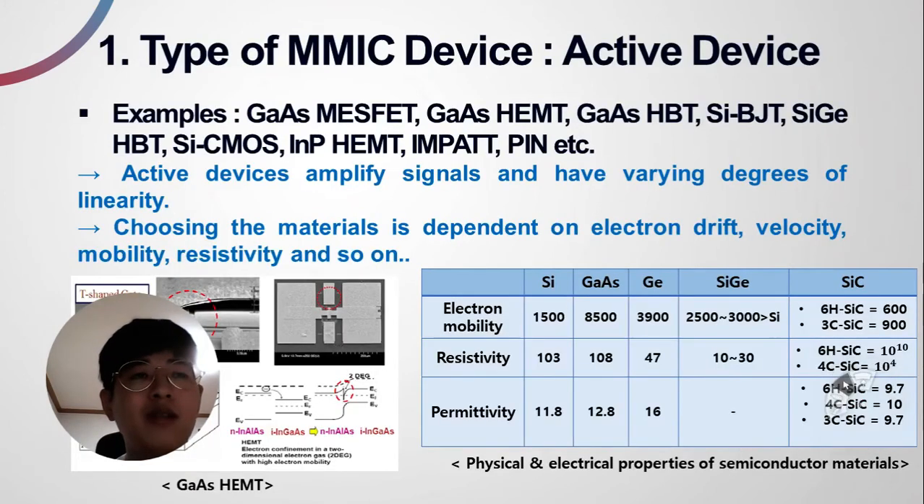Monolithic microwave integrated circuits are now used extensively in communications, radar, and sensing systems. In an MMIC device, active devices are gallium arsenide MOSFET, gallium arsenide high electron mobility transistor, gallium arsenide heterojunction bipolar transistor, and so on. Active devices amplify signals and have varying degrees of linearity. Choosing the materials depends on electron drift velocity, mobility, and resistivity.